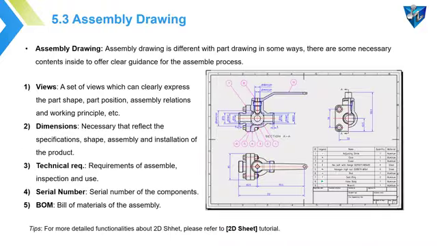And for assembly drawing, it's different with part drawing in some ways. Basically, there are 5 elements inside assembly drawing, which is the views, dimensions, technical requirements, serial number, and the BOM table. As for how to make those elements in 2D drawing, I believe we have an exclusive tutorial for it, so I won't go further here. Okay, now let's move over to ZW3D to show you more details.